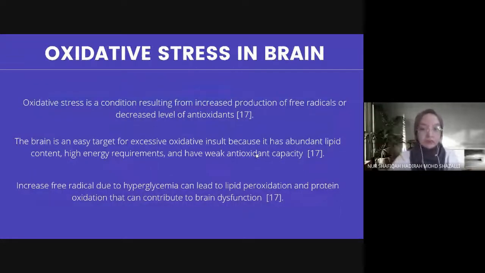Oxidative stress in the brain. Oxidative stress is a condition resulting from increased production of free radicals or decreased levels of antioxidants. The brain is an easy target for excessive oxidative insult because it has abundant lipid content, high energy requirement, and weak antioxidant capacity. The increased free radicals due to hyperglycemia can lead to lipid peroxidation and protein oxidation that can contribute to brain dysfunction.